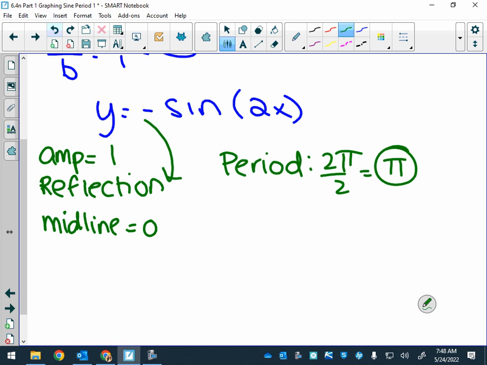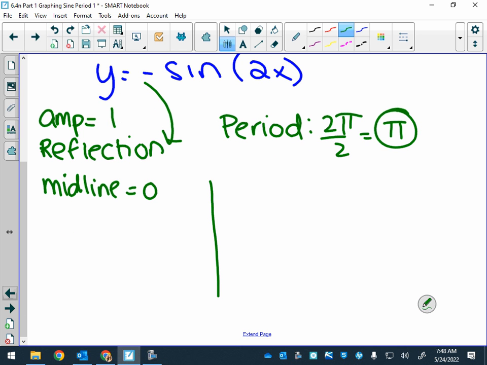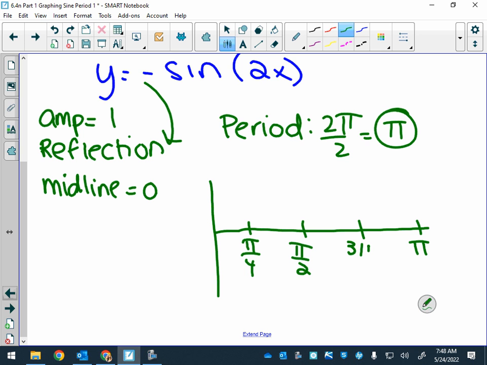Now, what would your increments be here? What would they all go up by? What do we do once we have a new period? What do we do? Nick? You divide by 4. Okay. Anytime you have the new period, to find even increments, you divide by 4. So you start with pi over 4, then you add a 4th, pi over 2, then 3 pi over 4, and pi. Has to be consistent.